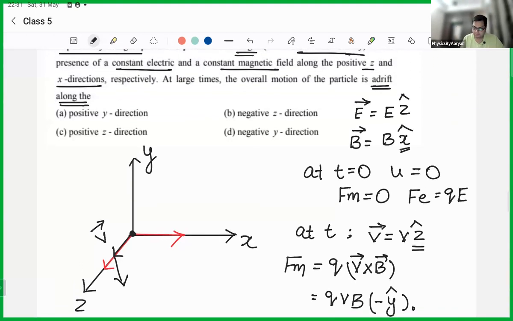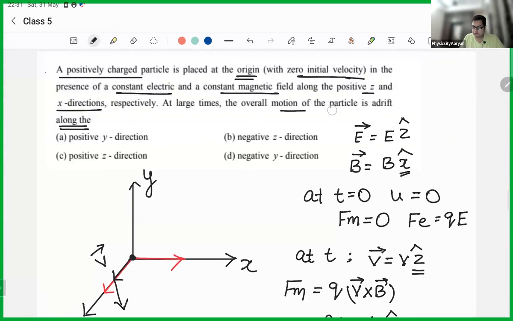So now let's try to answer. At larger times, the overall motion of the particle is a drift. Now you have to tell me in which direction the particle is drifting, moving forward. That's all. You don't have to look at the overall motion. Just let me know in which direction it is drifting. And tell me why, because of which force it is drifting. Magnetic force or electric force? Because of which is it drifting?